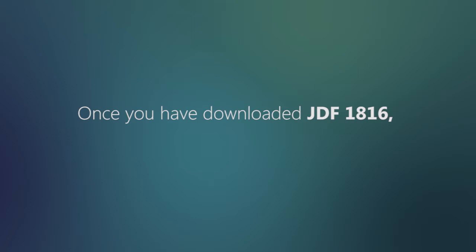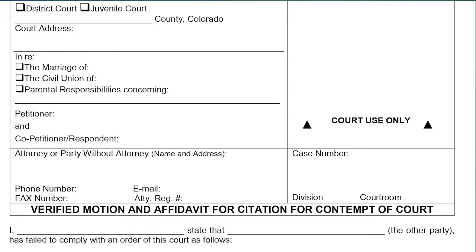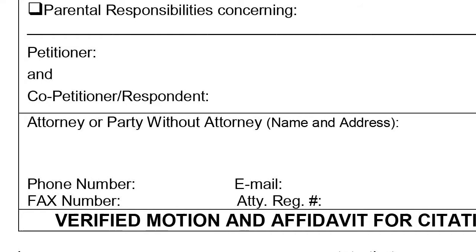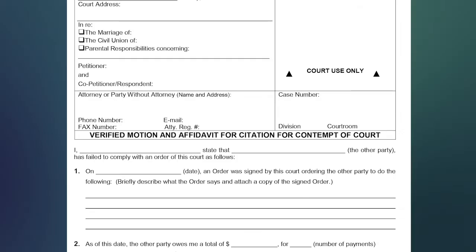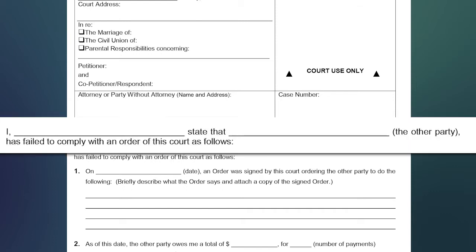Once you have downloaded a JDF 1816, fill out the caption at the top of the form in the exact same way the other documents in your case were completed. If you were the co-petitioner or respondent before, put your name next to co-petitioner/respondent, even if you are the one filing the contempt case. Immediately below the caption, write your name where it reads I, and then add the other party's name in the appropriate space. Everything you write on the form must be the truth.